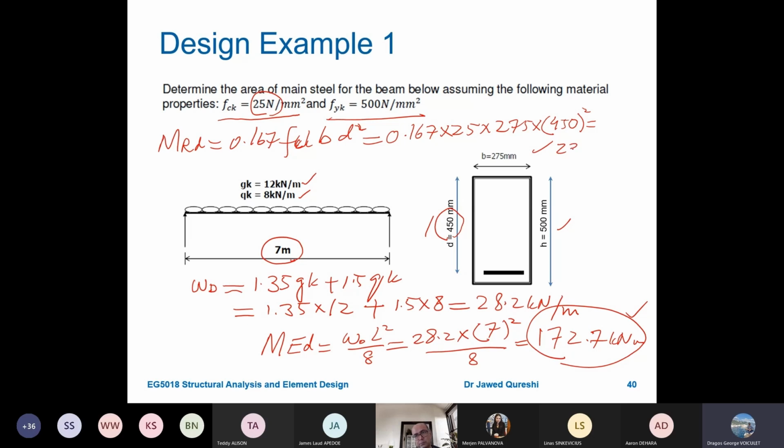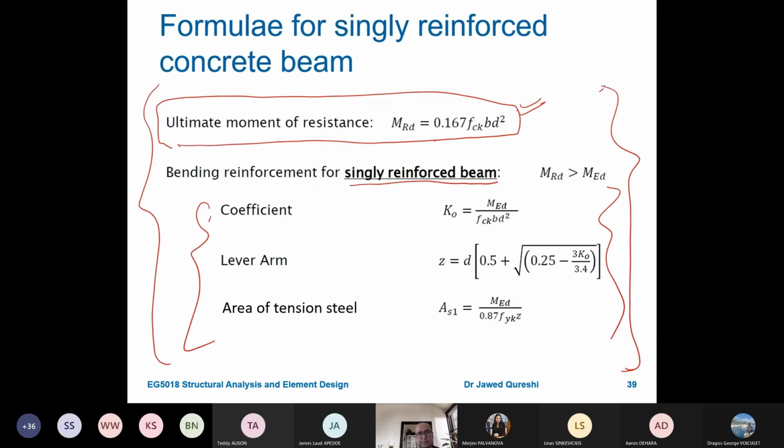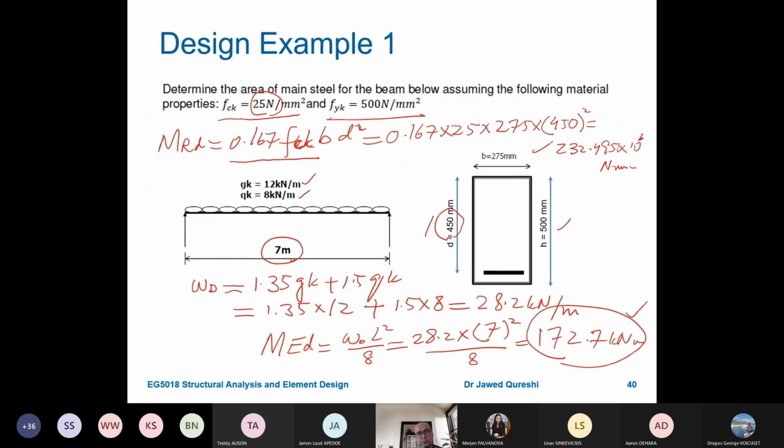Can you please repeat the first equation? MRD, sorry, times 10 raised to 6. Yes, the first equation: MRD is 0.167 FCK BD square. My writing may not be very clear because of the electronic pen. So 0.167 FCK BD square, where FCK is 25, B is 275 from here, D is 450 from here. If you put all these values, you get this really big number. Now this is in Newton millimeter.